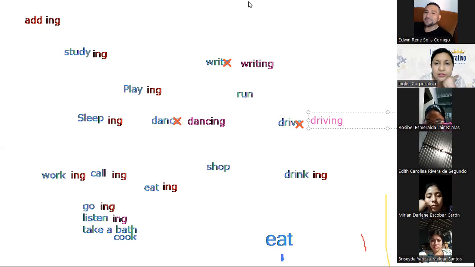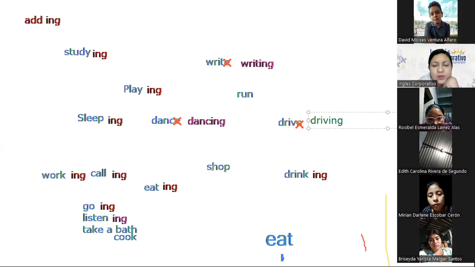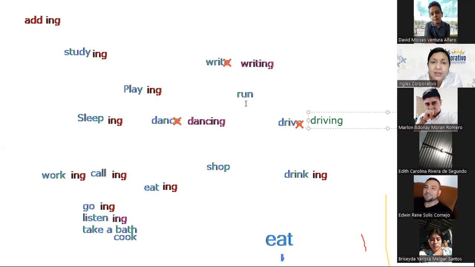Now, there is another rule. That is, for example, we have the verb run and shop. ¿Cuántas sílabas tiene run and shop? How many syllables? Just one. And this syllable is consonant, vowel, consonant. Okay? So, what is the rule? I double the last consonant and add ing.